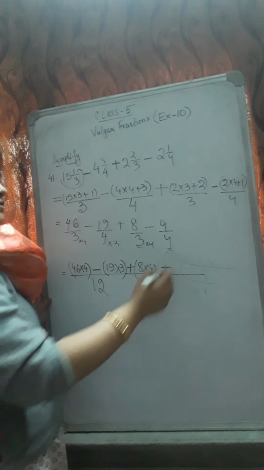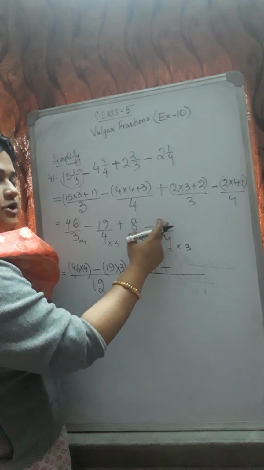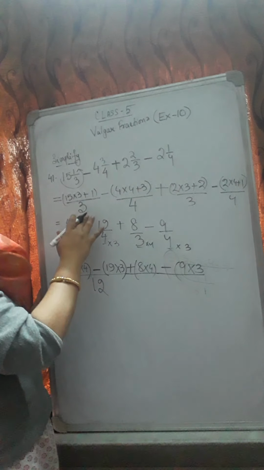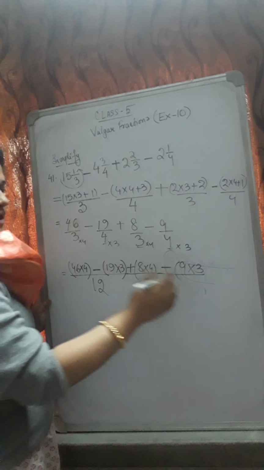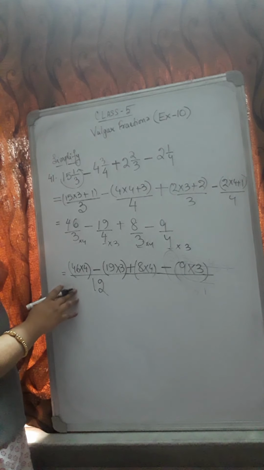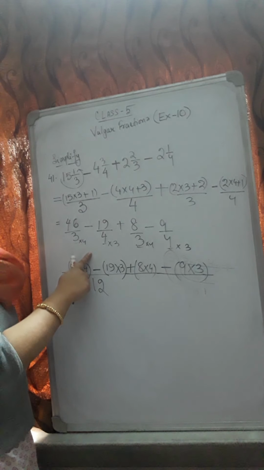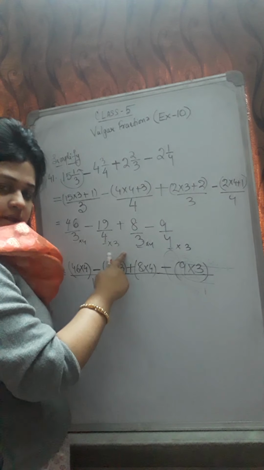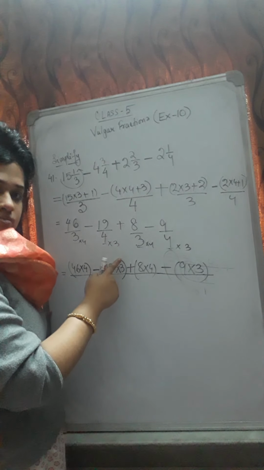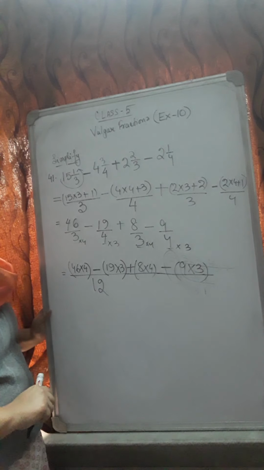Minus 4 into how much gives you 12? 3. That 3 you will multiply with 9. So once you already have converted into improper fraction, your next step will be to see the LCM, then compare the denominators, that with what number they have to be multiplied to get the LCM value, and the number that you need to multiply has to be multiplied to the numerator.